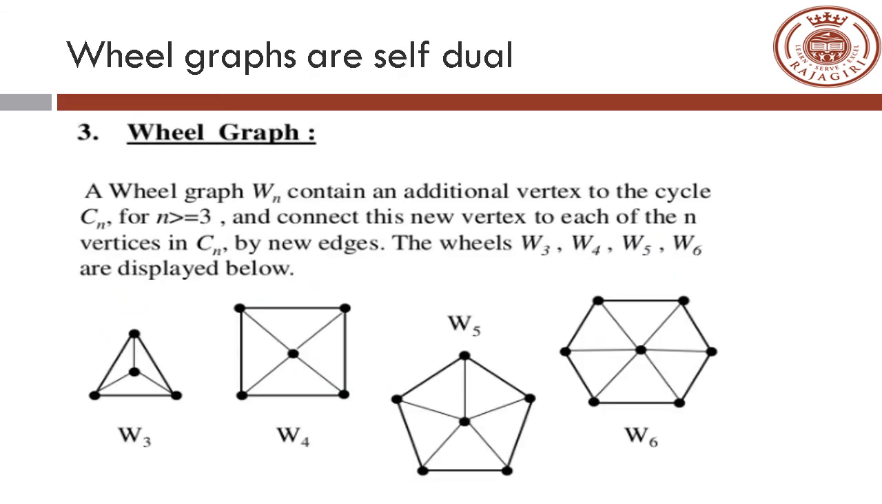We can show that all the wheel graphs are self-dual. If there is a vertex in the middle and the edges joining like this, such graphs are said to be wheel graphs. A wheel graph Wn contains an additional vertex to the cycle Cn for n greater than or equal to 3 and connects this new vertex to each of the n vertices in Cn by new edges. The wheels W3, W4, W5, W6 are displayed below. If you construct the dual graph of this one, you will get an isomorphic figure of that.